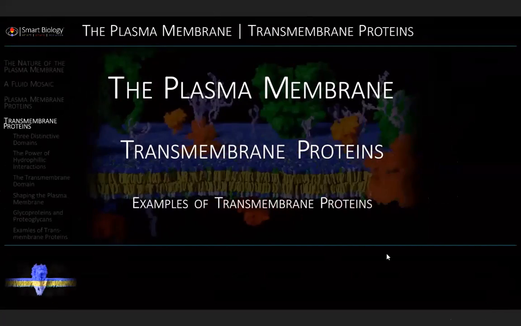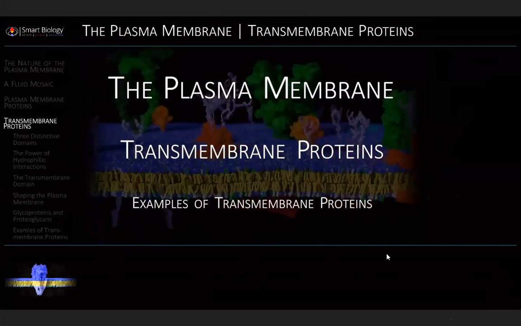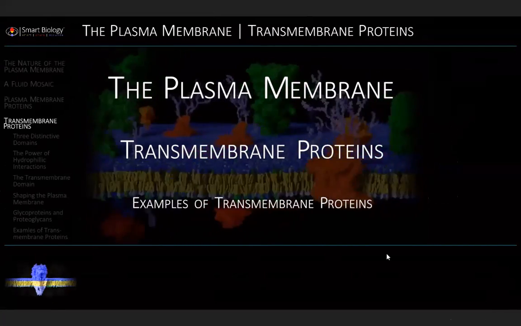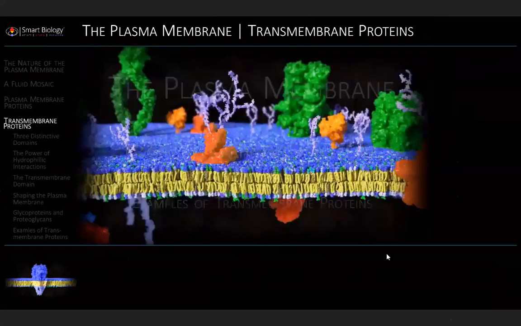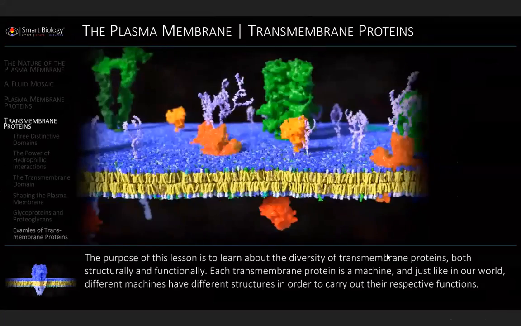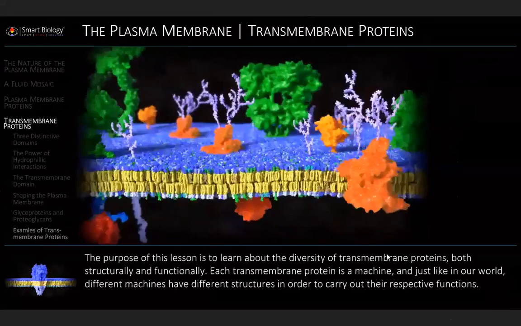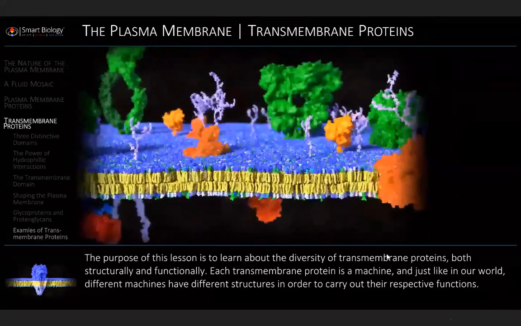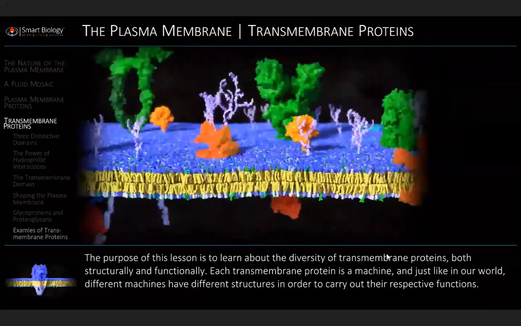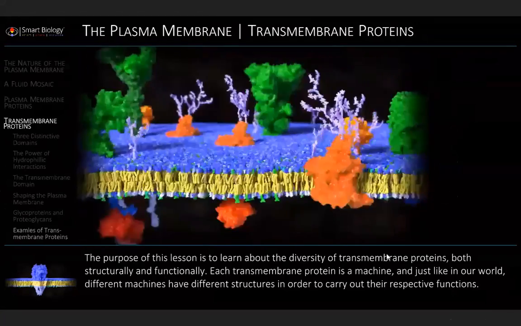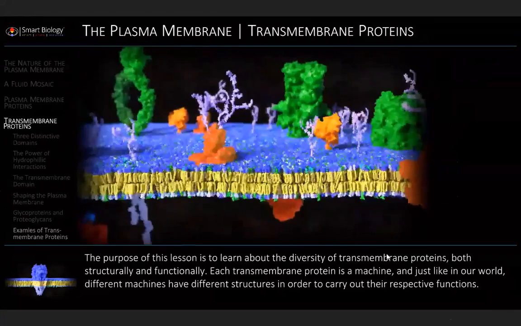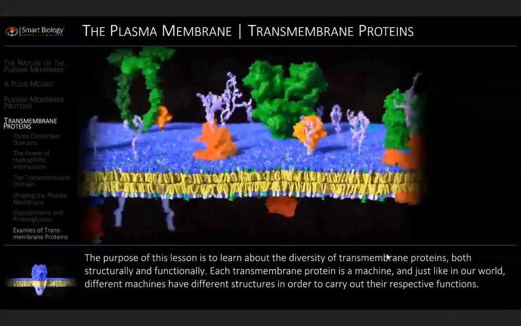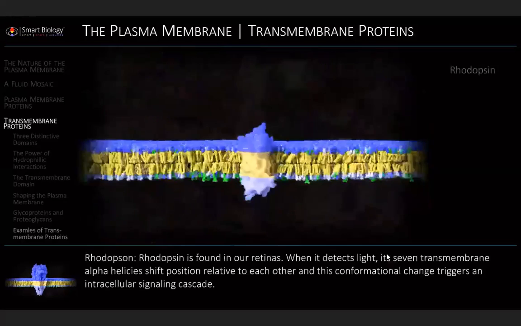So these are some examples of transmembrane proteins that we will be coming across quite often in the lectures in the future. There are many types of transmembrane proteins that have both functional and structural differences. Each transmembrane protein is like a machine. They have their own functions, and different machines can carry out different functions.